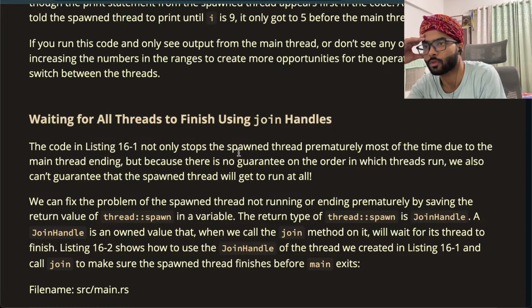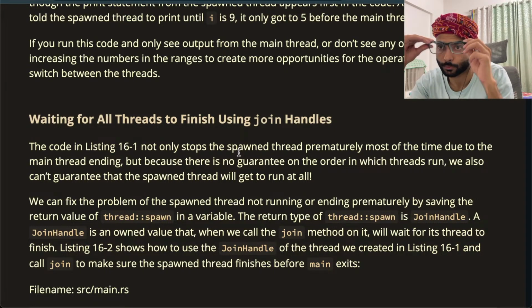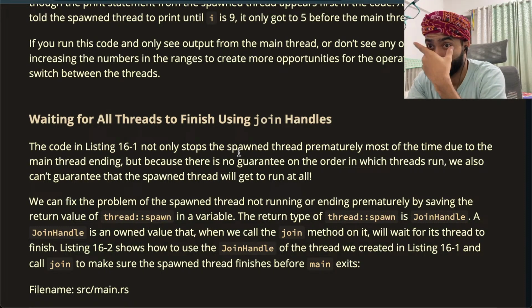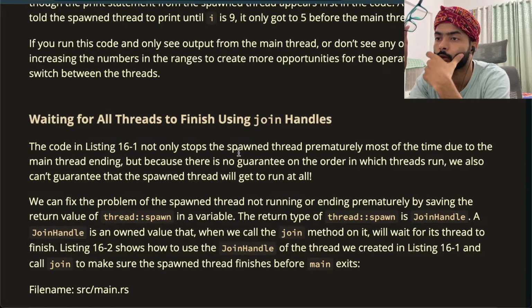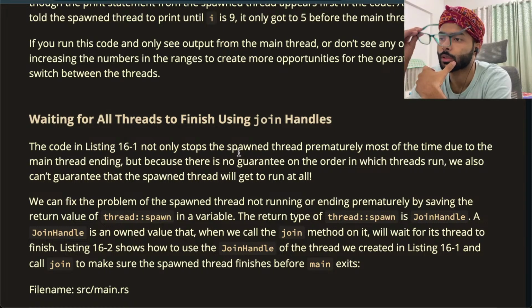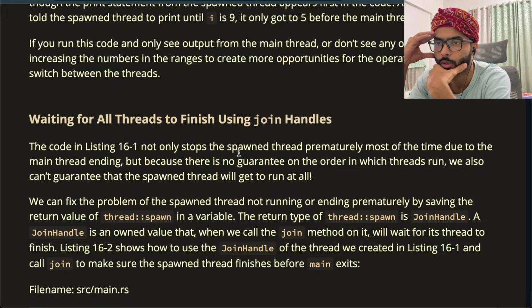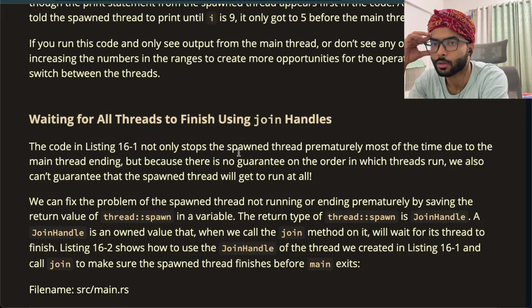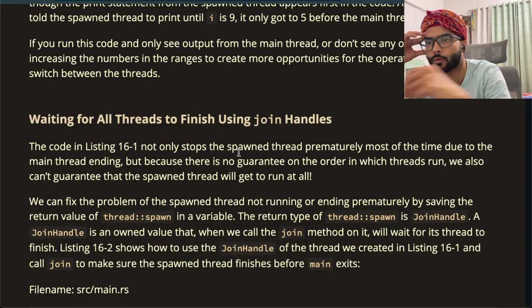We can fix this problem of the spawned thread not running or ending early by saving the return value of thread spawn in a variable. The return type is JoinHandle. A JoinHandle is an owned value that, when we call the join method on it, will wait for its thread to finish. Listing 16-2 shows how to use the JoinHandle to make sure the spawned thread finishes before main exits. Okay.